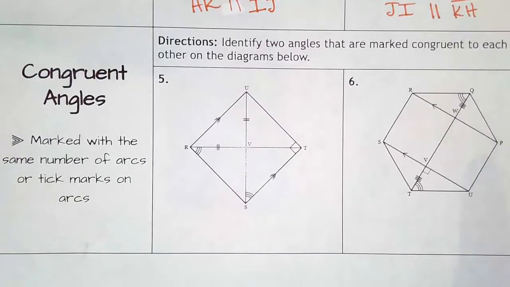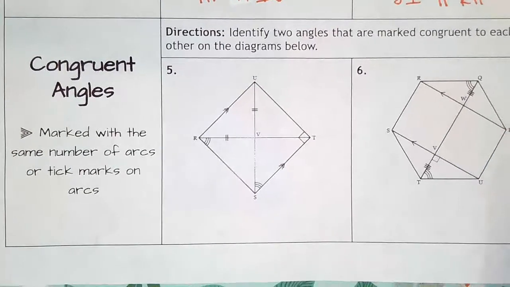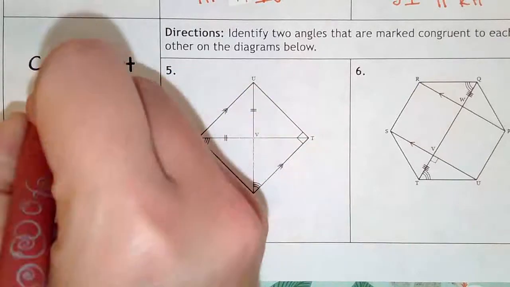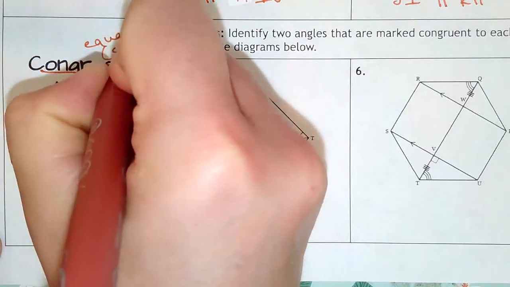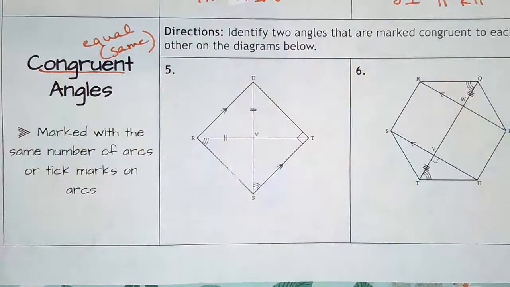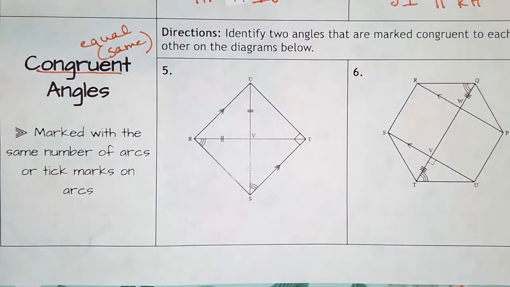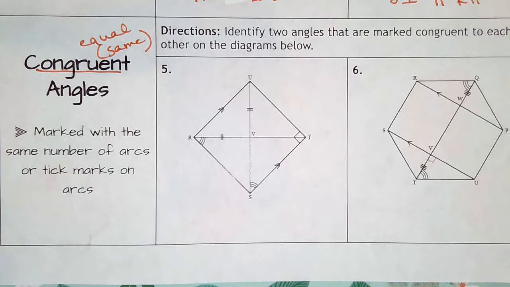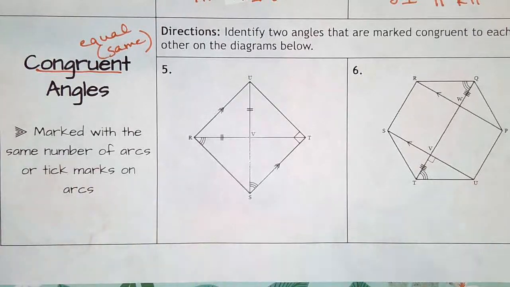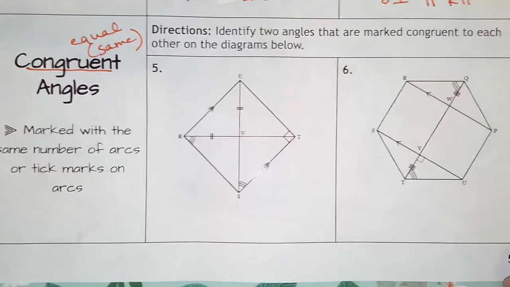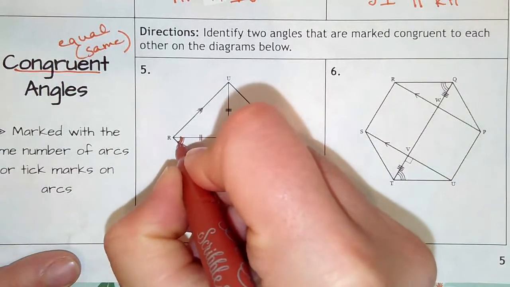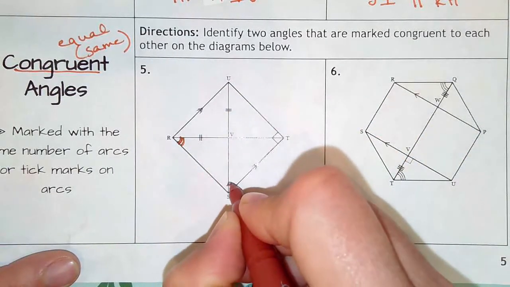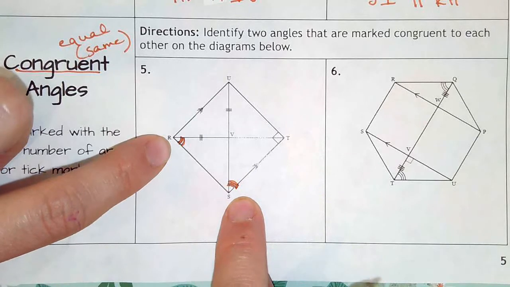So if congruent segments were equal or the same, then congruent angles means they're equal or the same. And that means they would have the same measure as well. They're going to be marked with the same number of arcs or tick marks on the arcs. I don't see a lot of the tick marks on the arcs, but I wanted you to know it's a possibility. So we're going to identify 2 angles that are marked congruent to each other on the diagrams below. So these have 3 angle marks or arc marks here and here. So that means these angles are the same.